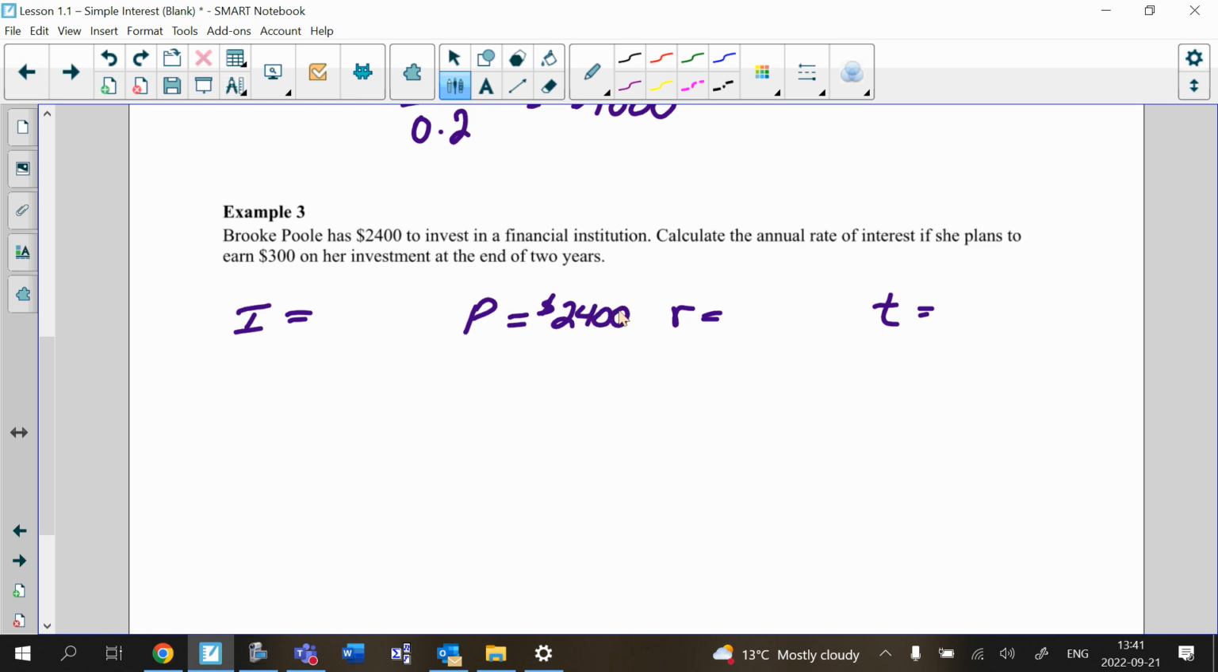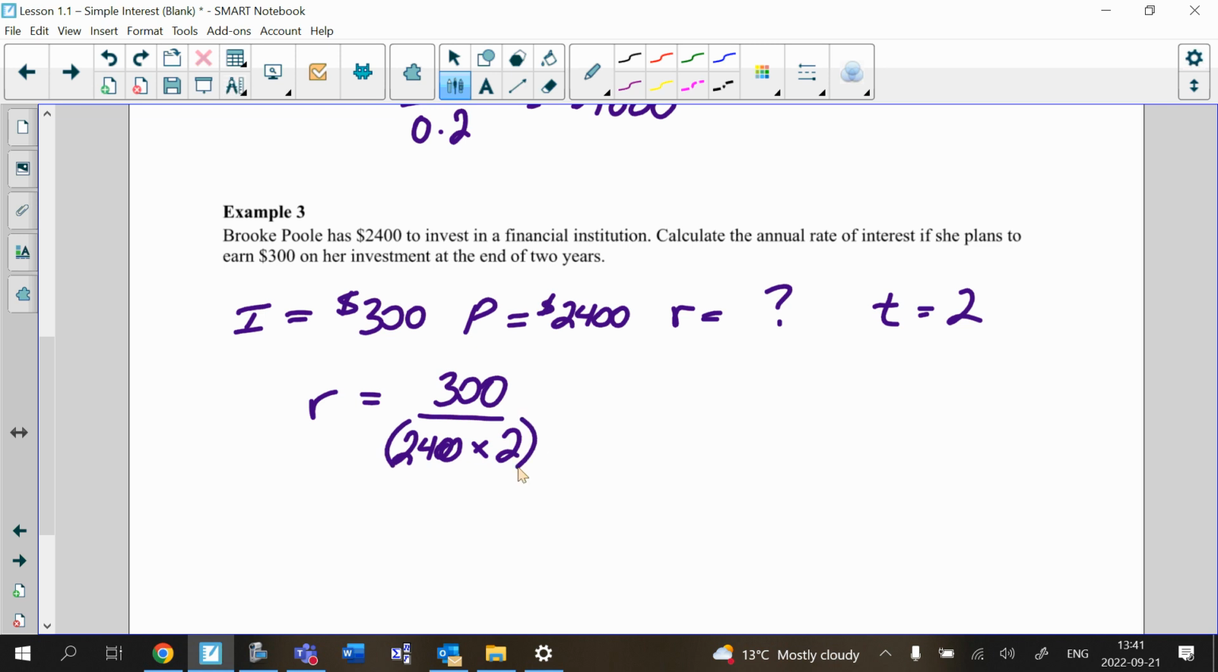So now going back to the formulas, to find the rate of interest, we take 300, the interest, divided by 2,400 times 2. And we do the multiplication on the bottom first. And we get 300 divided by 4,800. And that will give us, if using a calculator, 0.0625.